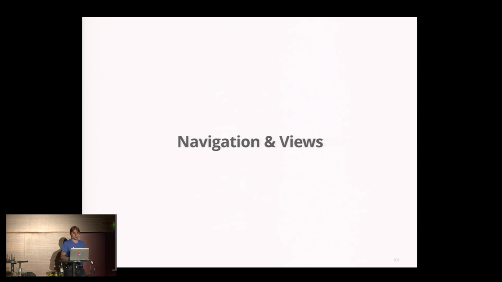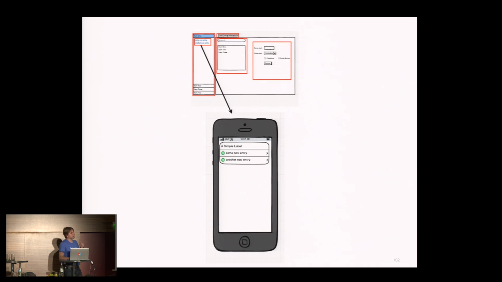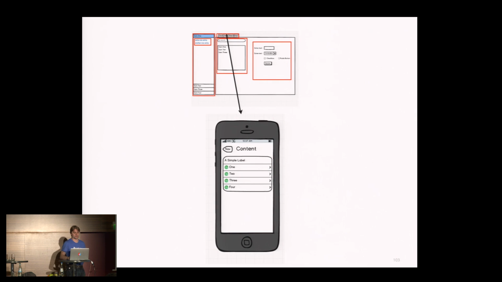Remember, it's all about navigation and views. So how is this navigation view actually going to look like on a phone? Well, it translates to a list on the phone where I can just select entries to go to another place in the application. Same goes for tabs.